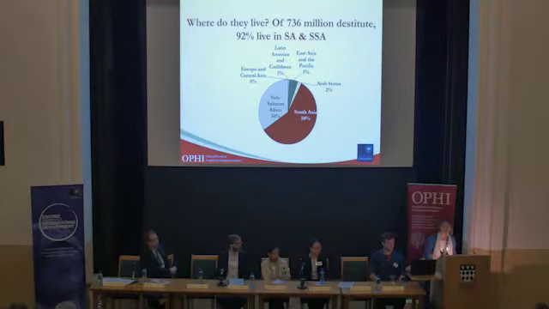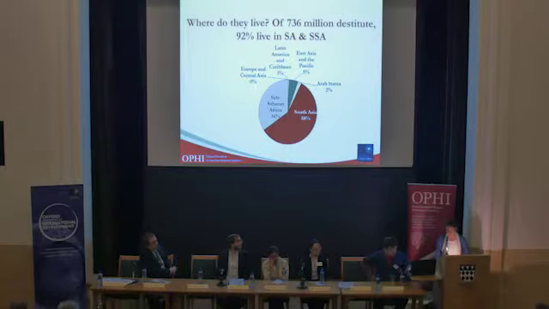So where do they live? We actually find that of the 736 million people identified as destitute across these countries, 92% of them live in South Asia or Sub-Saharan Africa. I must acknowledge that India's data are out of date. India's last survey from which we can construct a global MPI was 2005-06. And so we hope that there will shortly be up-to-date data for India, and that will affect the destitution and the MPI figures.